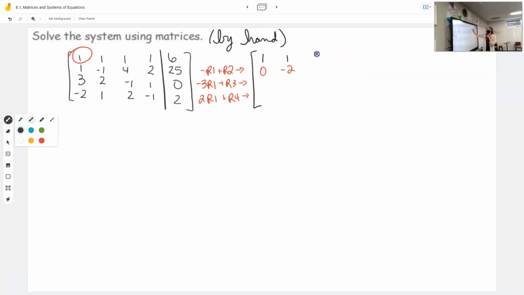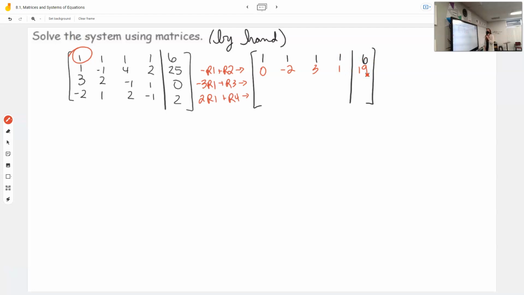What did I miss? 1, 1, 1, 1, and then the 6. So let's pick it up there. I have a negative 1 plus 4, that's going to be a 3. A negative 1 plus 2, negative 1 plus 2 is going to be a 1. And a negative 6 plus 25 is going to be a 19.